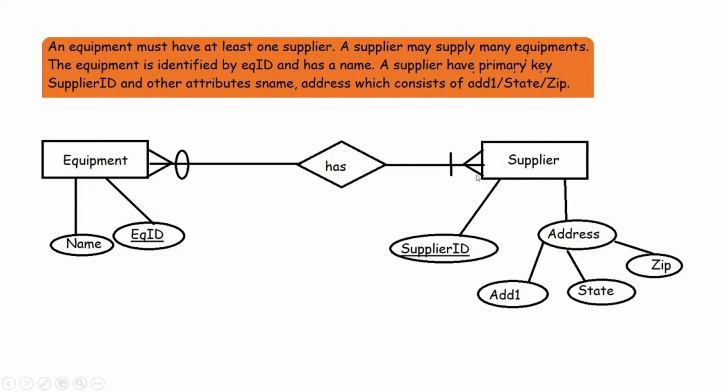A supplier may supply many equipments. May supply, optional many. Again, it has to be singular in the entity. The equipment is identified by EQID. Is identified by means each equipment will have a different EQID.